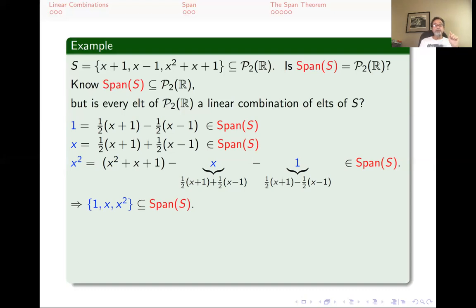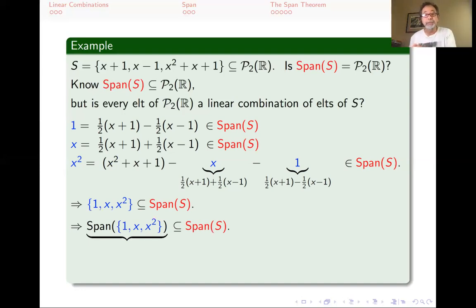But what we proved in our span theorem was that if something is in a vector subspace, its whole span will also be in that subspace. In this case, the subspace is span of S, and the set is 1, x, and x squared. That set is in this subspace, span of S, so the whole span of 1, x, x squared is going to be in the span of S as well. And what is the span of 1, x, x squared? That's all of P2R. So all of P2R is in the span of S.